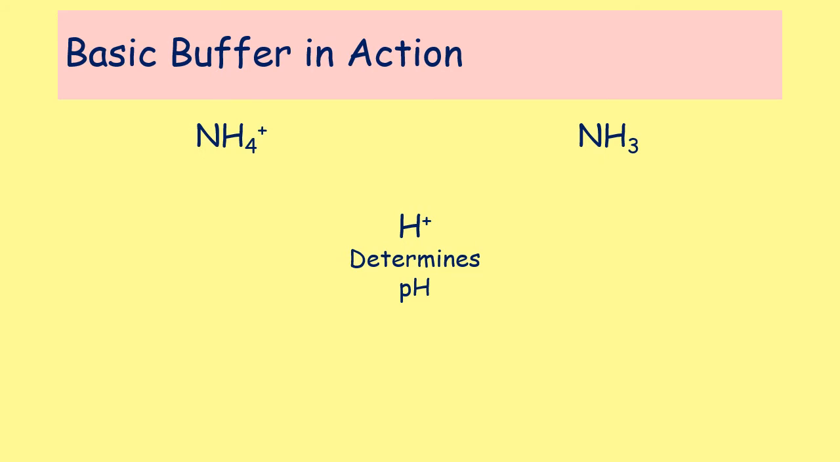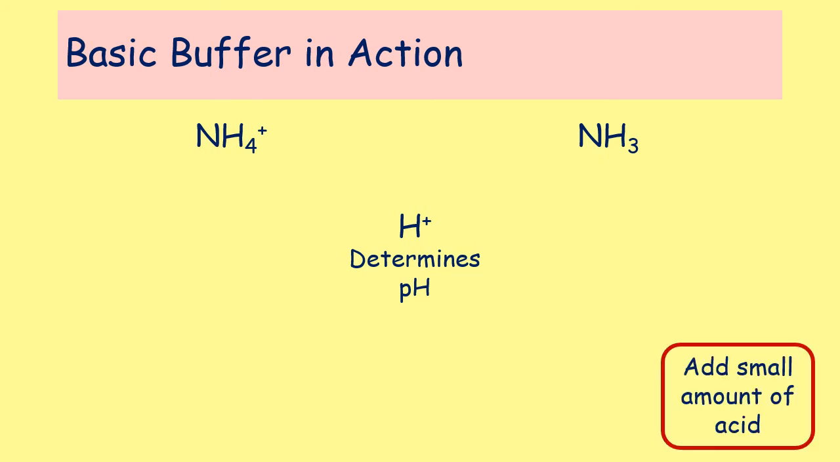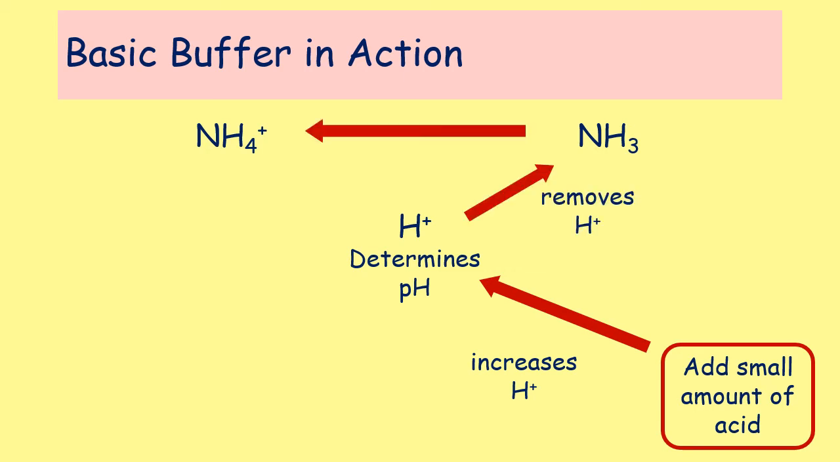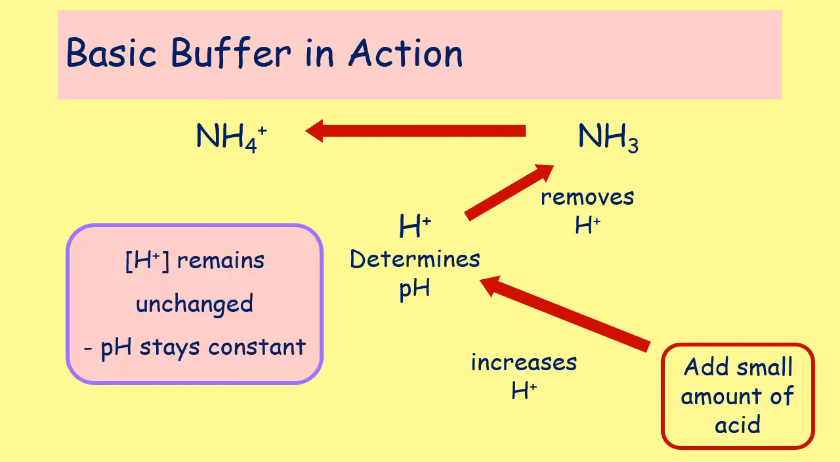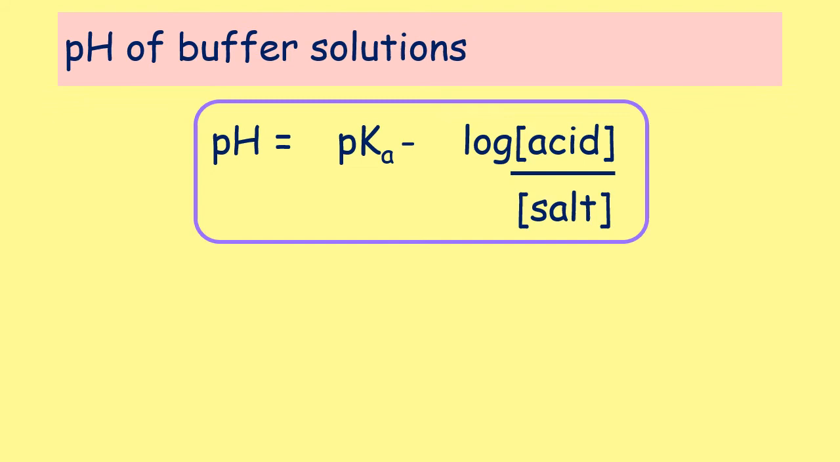If we now do a situation where we add acid, if we add a small amount of acid, that's just going to increase our H plus. And if we want that to remain constant, we'll need the base, the weak base, the ammonia, to remove, absorb, accept that H plus, producing ammonium ions and keeping the H plus concentration constant and hence the pH constant.